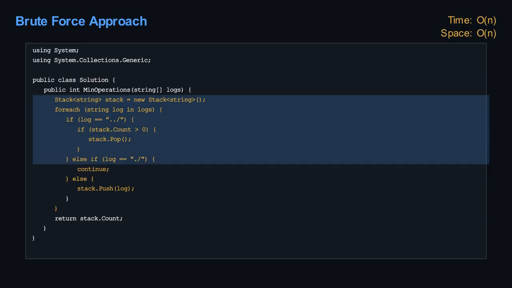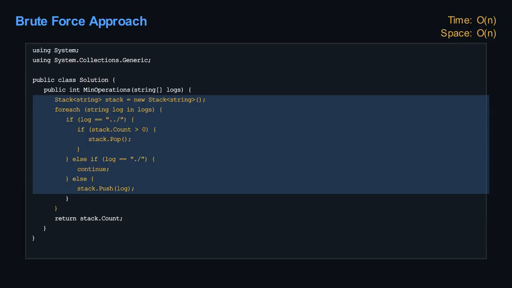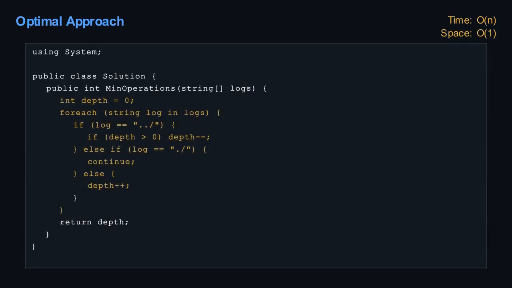This works, but storing folder names is unnecessary. It results in O(n) time complexity due to iteration, and O(n) space complexity in the worst case, as the stack could store all folder names. The key insight for optimization is realizing we don't need to store the actual folder names. We only care about the depth relative to the main folder.